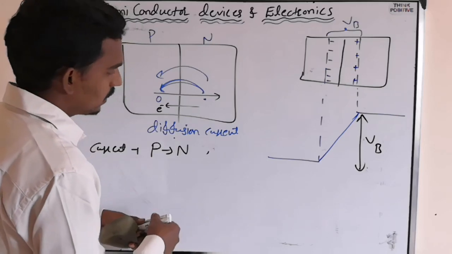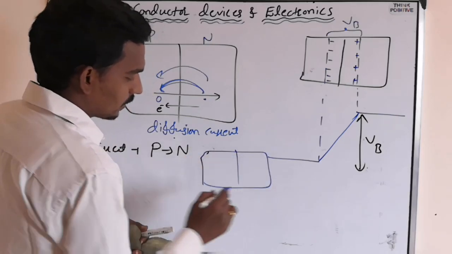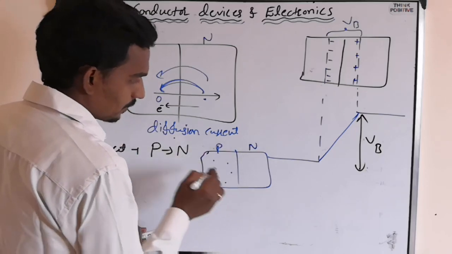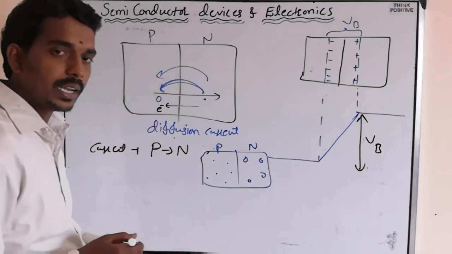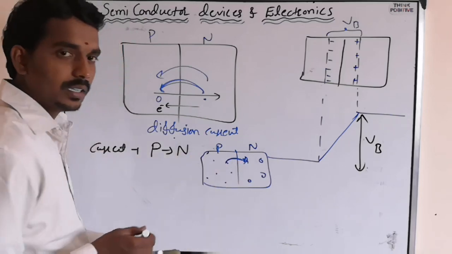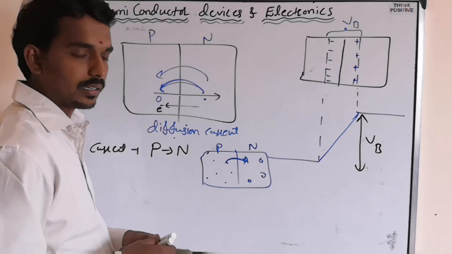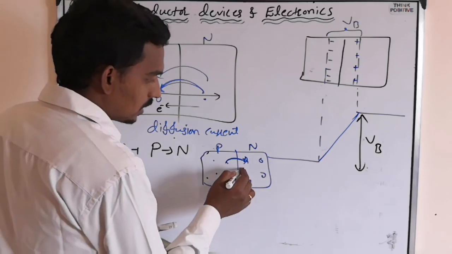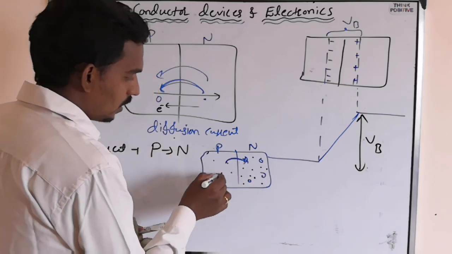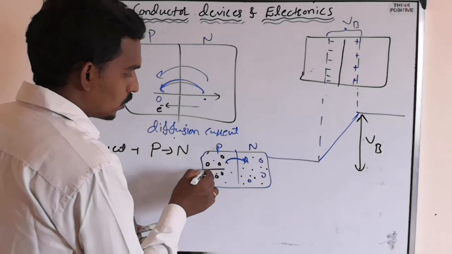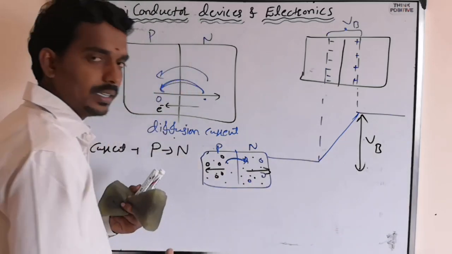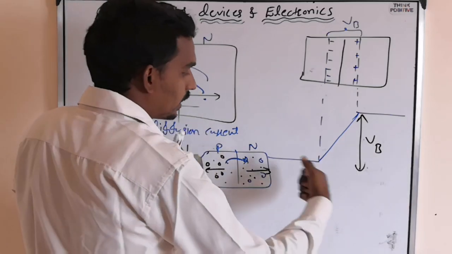The other possibility is you take the junction, here N, here P, here electrons, here holes, but these are minority charge carriers. If they cross the junction like this, then it is called drift current, because in this case the majority charge carriers, like electrons in the N side and holes in the P side, move away from the junction. They drift away. That's why this current is called drift current.